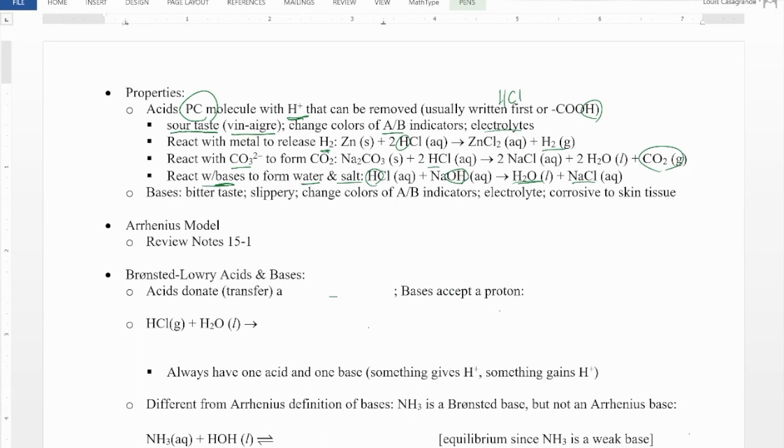Bases, on the other hand, have a bitter taste. So bitter herbs, bitter vegetables, those are all alkaloids, which is a kind of base. They have a slippery feel. Their aqueous solution has a slippery, soapy feel to them, and that's one way of differentiating. They change colors in acid-base indicators again. They're an electrolyte. Oh, and I didn't mention this up above. Corrosive to skin tissue. Acids are also corrosive to skin tissue. I'm not sure why that's not up there.